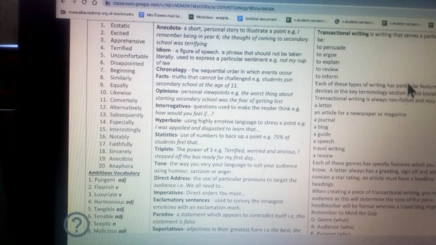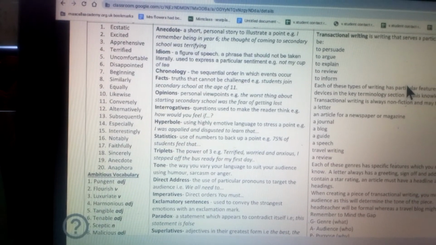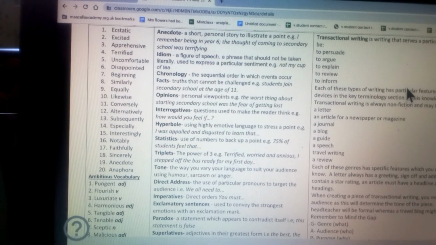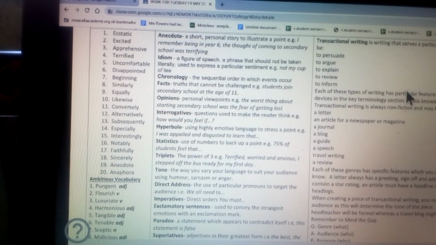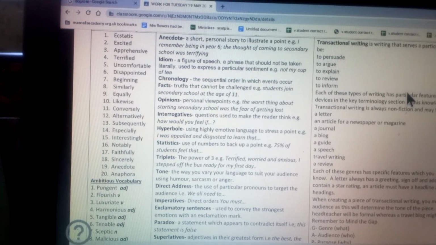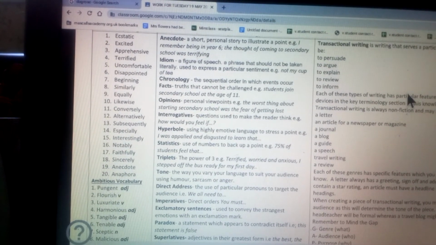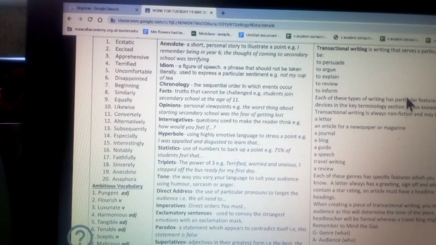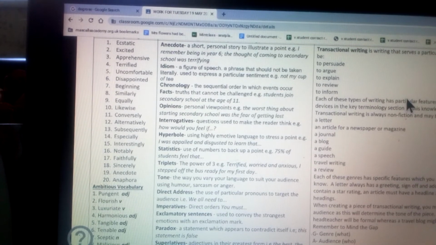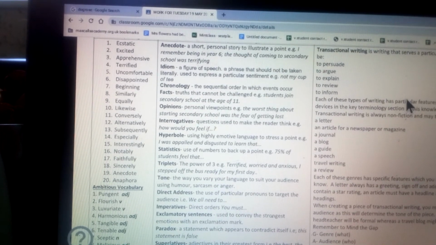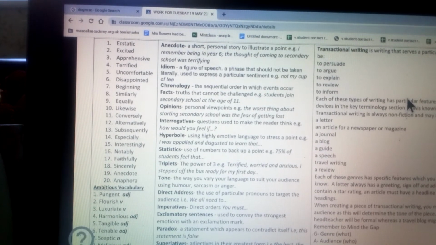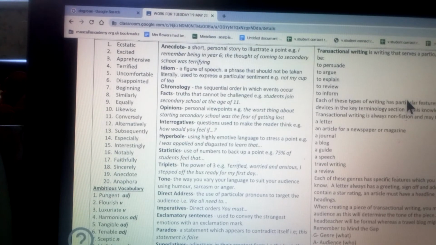Facts, obvious. Students join secondary school at the age 11. That's a fact. It happens to everyone. Opinion is something that is personal to you. Opinions can't be right or wrong. They can just be different. There's a lot of opinions on the news at the moment. Some of those opinions are formed by facts. Some of those opinions aren't. Neither are right or wrong. It's just that person's opinion.